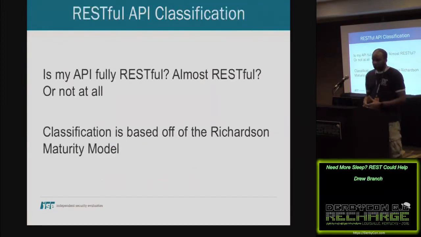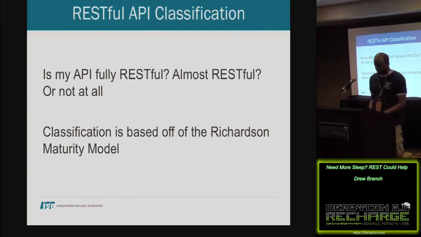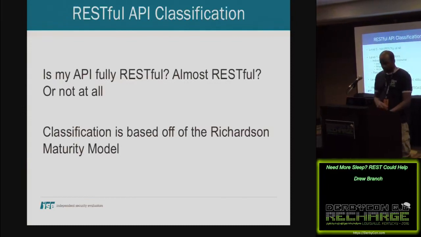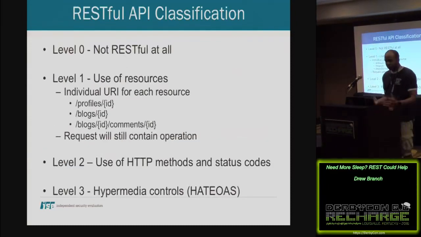So you might be asking yourself, how do I know my API is RESTful? Is it fully RESTful, almost RESTful, or not at all? To determine this, we use the Richardson maturity model. Let's take a look at what this looks like. So there are pretty much three levels. Level 0 is saying, hey, your API isn't RESTful at all.